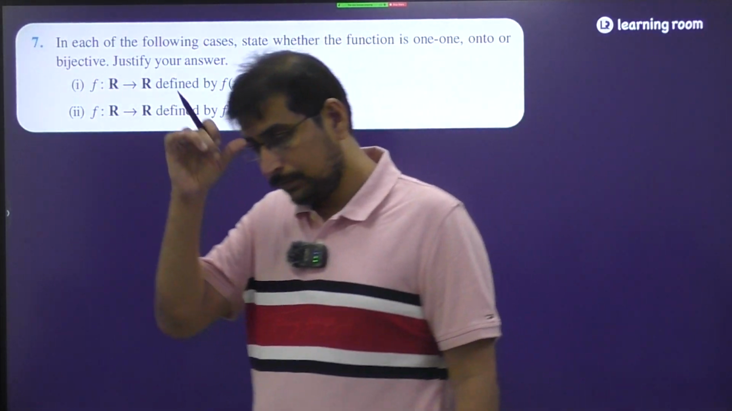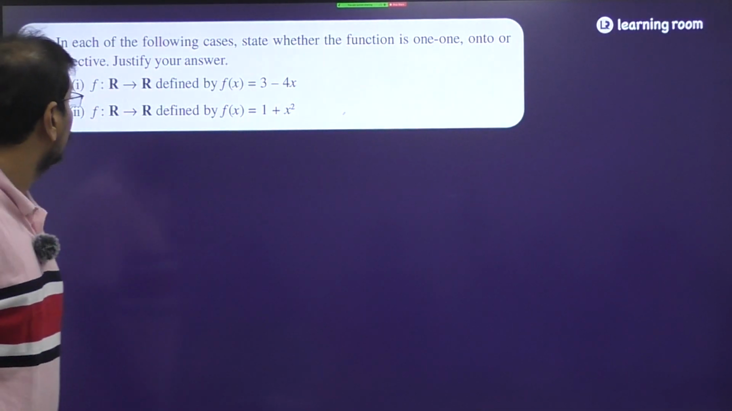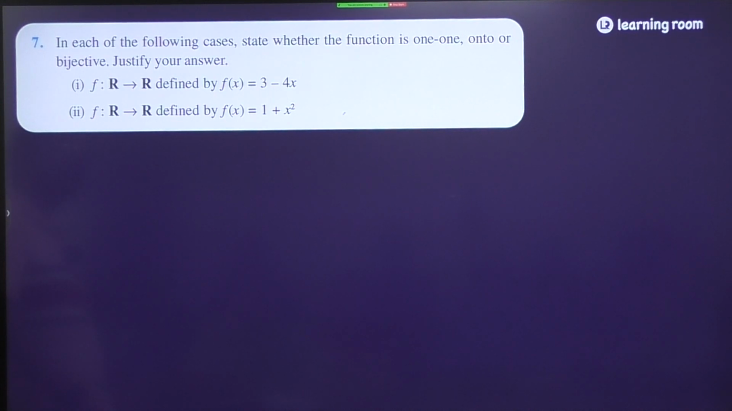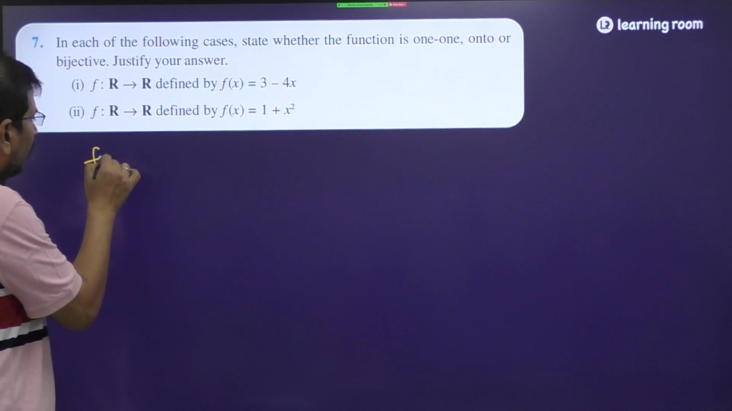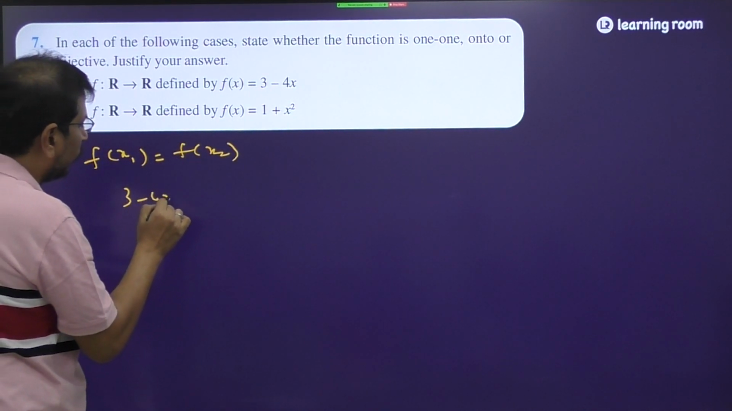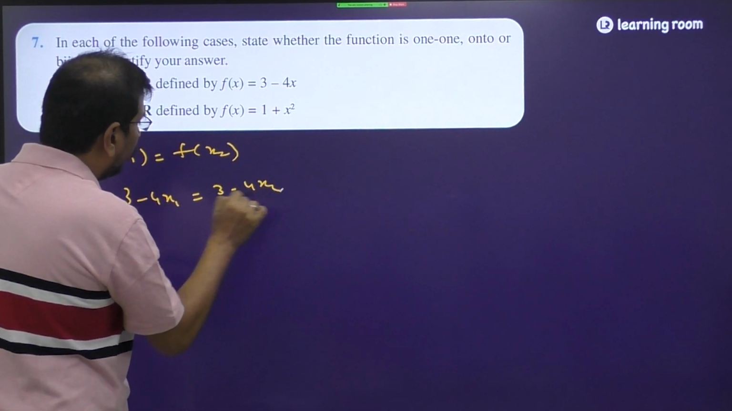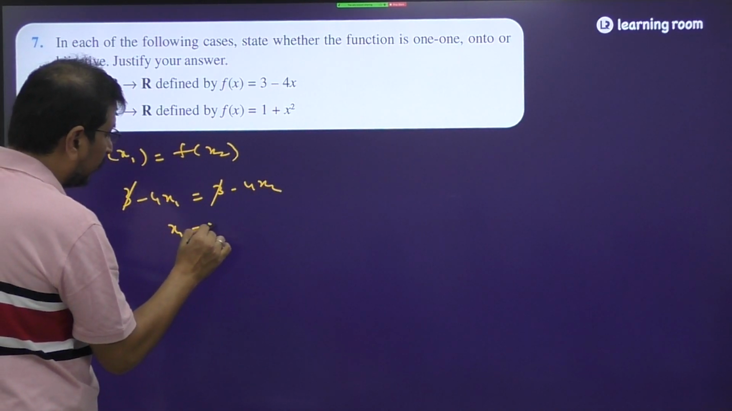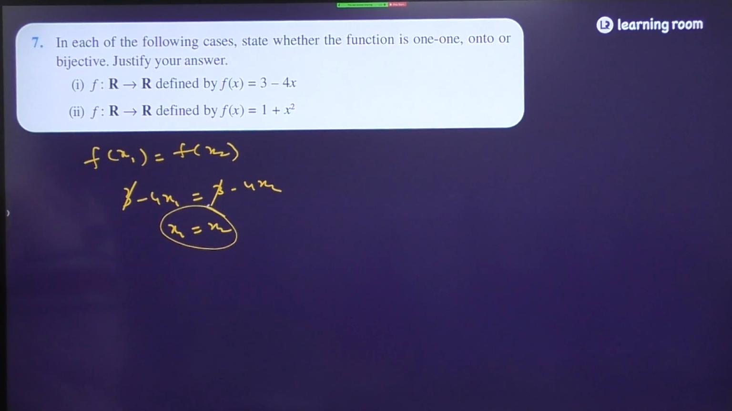What about the seventh one? In each of the following cases, state whether the function is one-one, onto, or bijective. First one is bijective. So how to do that? You will say f of x1 is equal to f of x2. So 3 minus 4x1 is equal to 3 minus 4x2. 3 and 3 will get cancelled. x1 will be equal to x2.